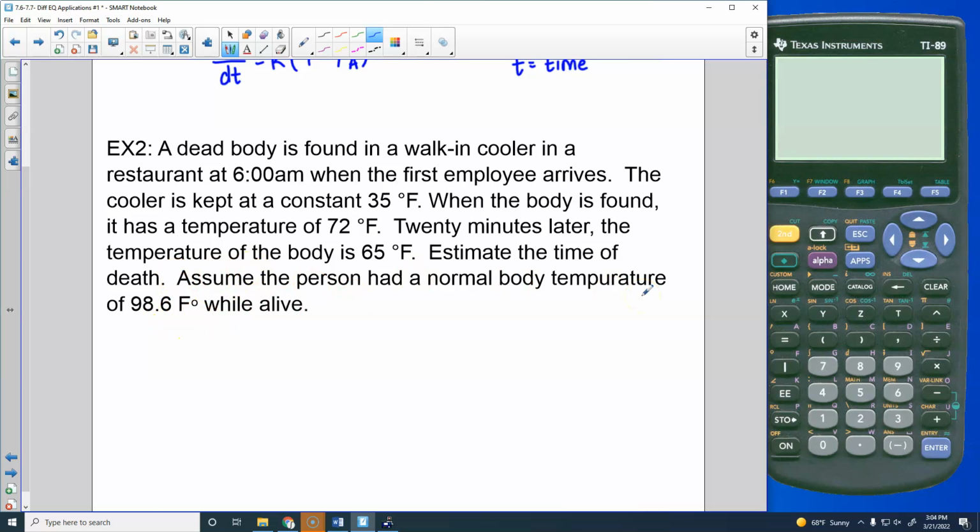do this problem. So, we're going to do dT over dt, capital T over lowercase t, equals k times T minus, what is our ambient temperature in this case? 35. It's the temperature of the environment that the person was in.